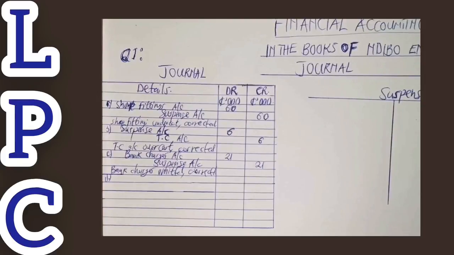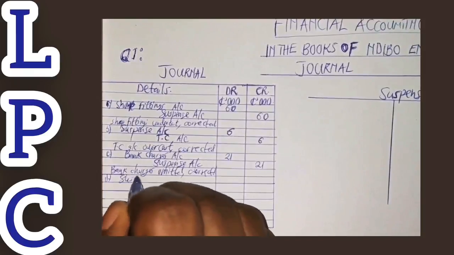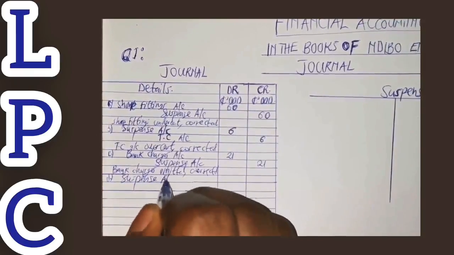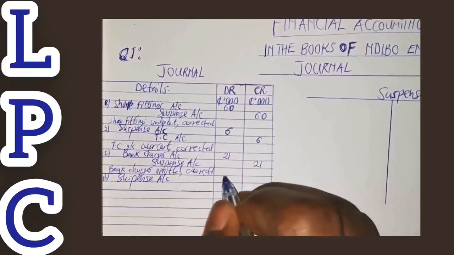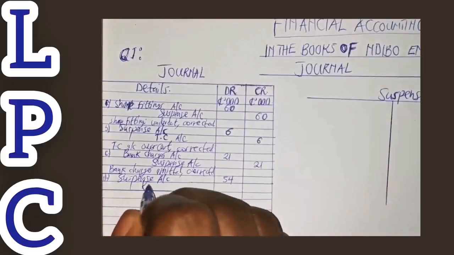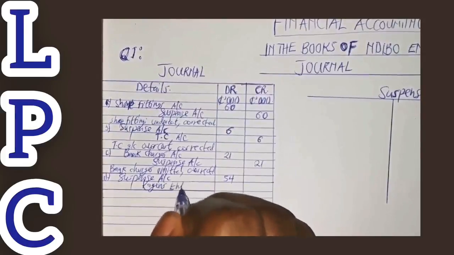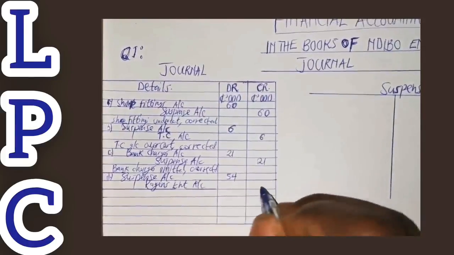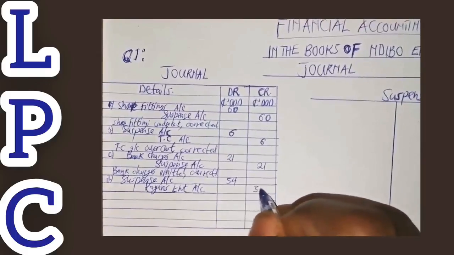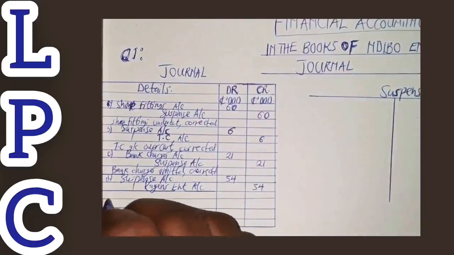So for us to remove it, we need to credit Kenya Enterprise's account, so that the difference will go to the debit side of the suspense account. So we're going to have here the suspense account of 54. I hope that is clear. Then here you have Kenya Enterprise's account, so that we remove that 54 from the debit side of Kenya, because it was overcast. I hope that is clear. So overcast, now corrected.